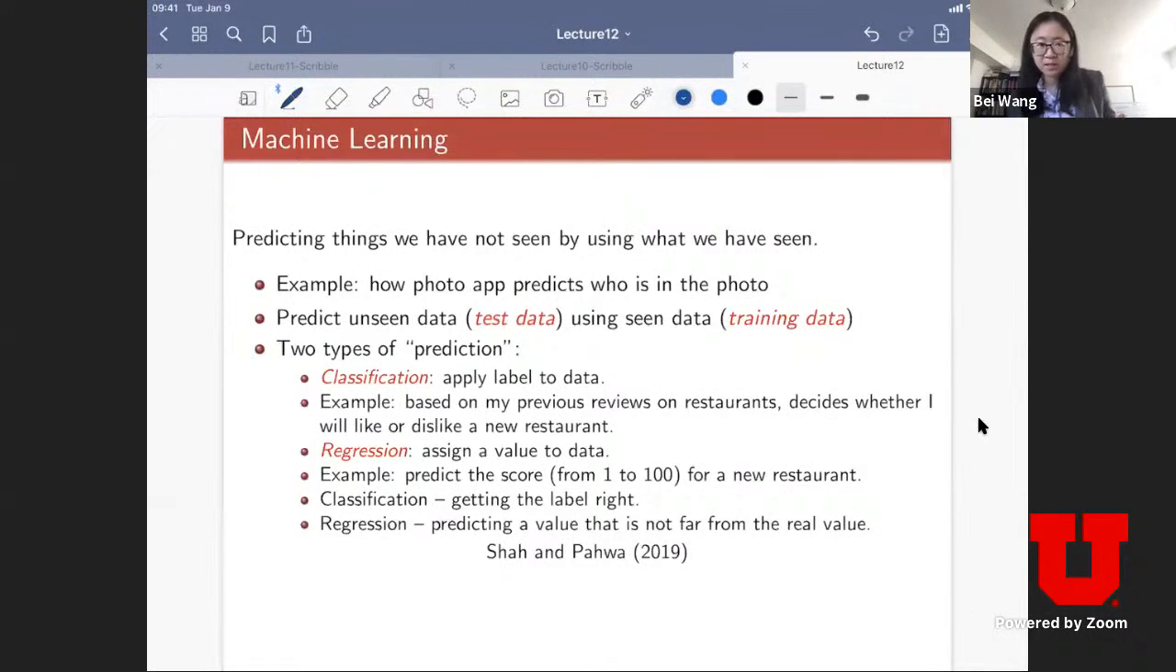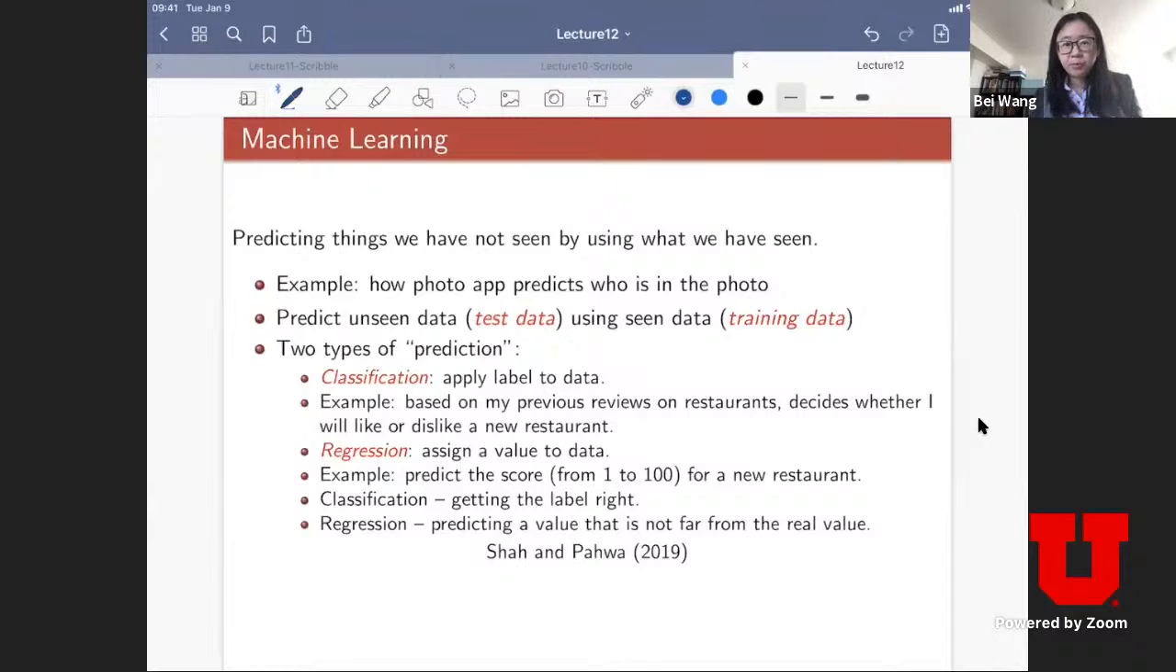And both of those tasks are essentially trying to predict things we have not seen by using what we have seen, okay? So for example, if you think about Facebook or Instagram now, when you upload a photo, it's going to try to guess who they are, right? Among your friends, they try to automatically label, like, okay, you just took a picture with Tom, for example, and then they will try to find the face of Tom based on your other previous images in the album to say, this is a face of Tom, right? So they try to predict who is in the photo.